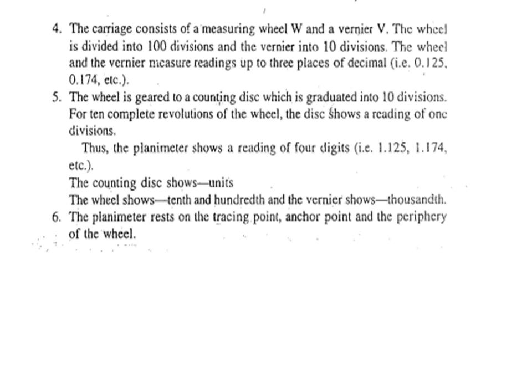Thus the planimeter shows a reading of 4 digits, that is 1.125, 1.175, etc. The counting disc shows the units. The wheel shows tenths and hundredths, and vernier shows the thousandths unit. The planimeter rests on the tracing point, anchor point, and periphery of the wheel.